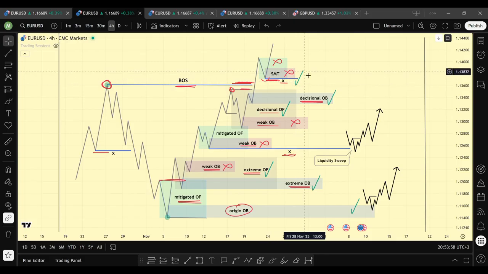After a sweep of the inducement, a mitigation of the extreme of B, or a mitigation of this one, extreme order flow, that is, a sweep of the engineering liquidity, a mitigation of the extreme order flow or the extreme of B, and then finally the origin order block. Anyway, we will be covering more of these entry modules tomorrow, that is day 3. Today I was just focusing on these POIs.